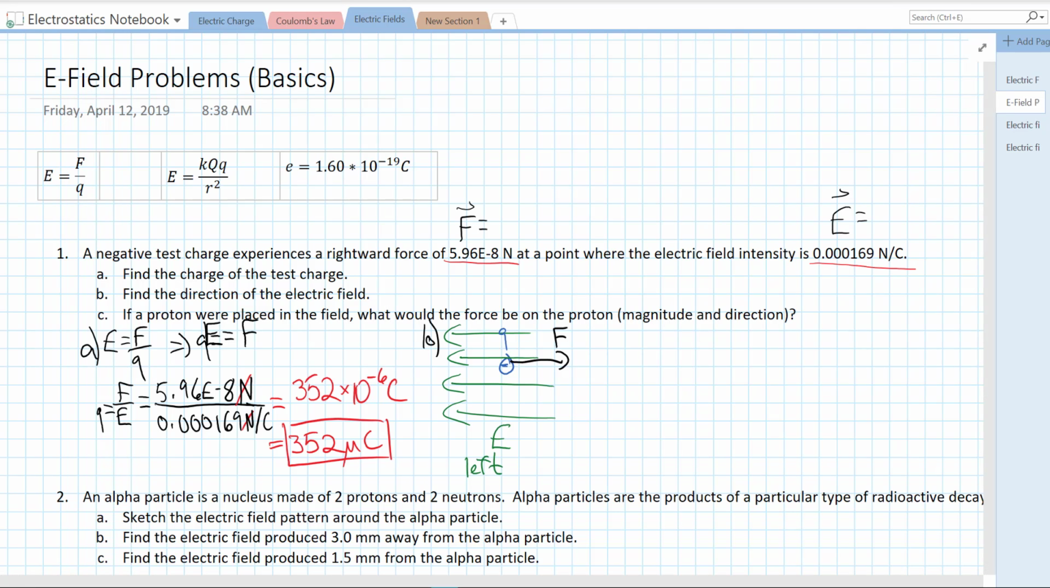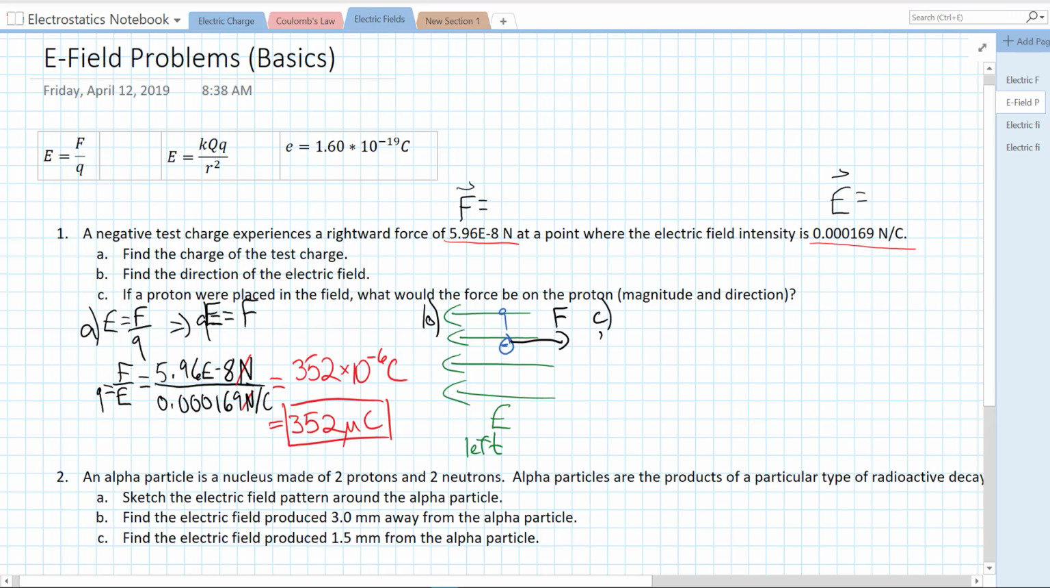Part C. C is find if a proton were placed in the field, what would be the force on the proton, magnitude and direction? So we know that E equals F over Q. So that means that force is just equal to charge times electric field. Okay, so we plug in our numbers. The charge on a proton is little e, 1.60 times 10 to the minus 19 coulombs. And the electric field is given as 0.000169 newtons per coulomb.